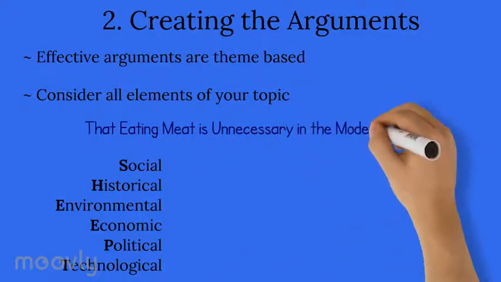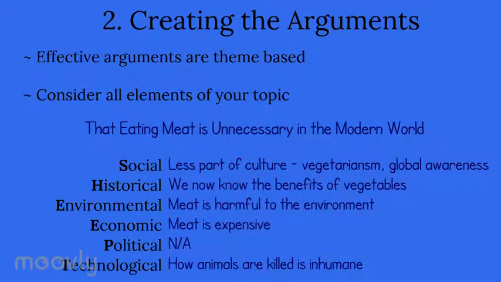So let's see how a SHEEPT analysis works using the topic that eating meat is unnecessary in the modern world. A social argument for this topic could be that eating meat has become less of a part of our culture. Instead, we see a rise in vegetarianism, vegan awareness, and a global awareness of how meat is impacting on the world. A historical argument is that in comparison to the past, we now know the benefits of vegetables and fruits. We know how to get the correct vitamins and minerals without having to eat meat.